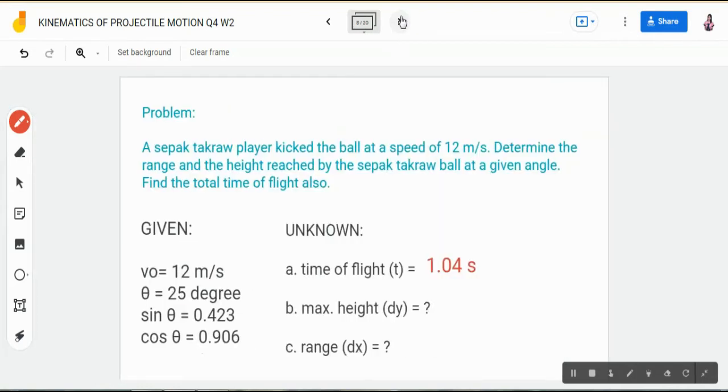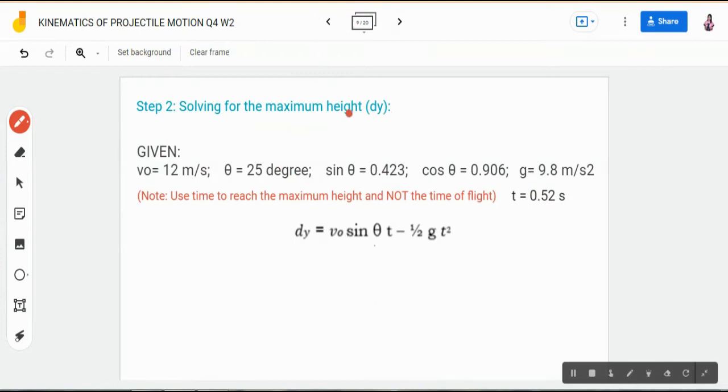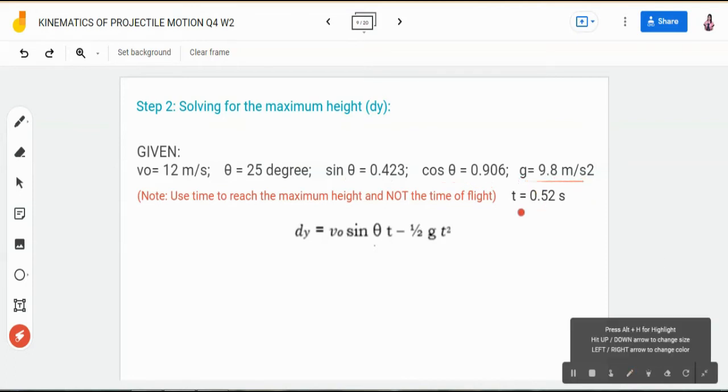So, next step, hanapin naman natin si maximum height. Step 2, solving for the maximum height. Again, ito yung ating given. We have the angle of release of 25 degrees. And then, meron tayong sine value na ito, yung kinalculate natin kanina. And then, yung ating acceleration due to gravity and yung time natin na 0.52 seconds.